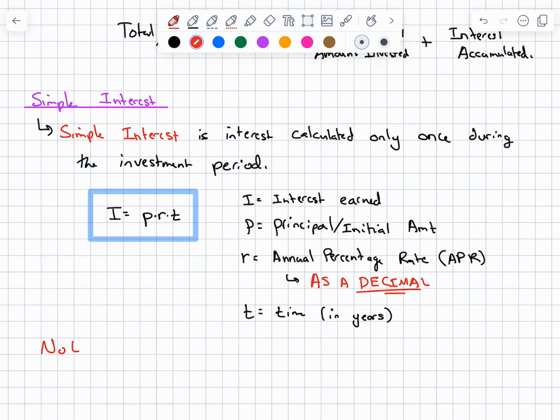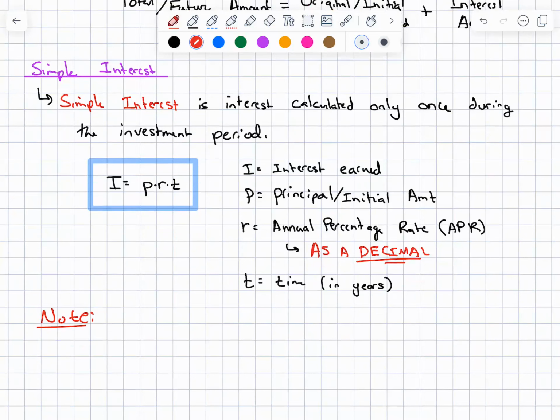So I equals PRT. A note about this formula. This is the simple interest formula. It gives you the interest on your principal or your initial amount. The book will say principal. I like to say principal or initial to remind us that this is what we're putting into the thing, whether it be a loan or an investment. That's the initial amount that is put in. Everything else is the interest and stuff. The total amount is later.